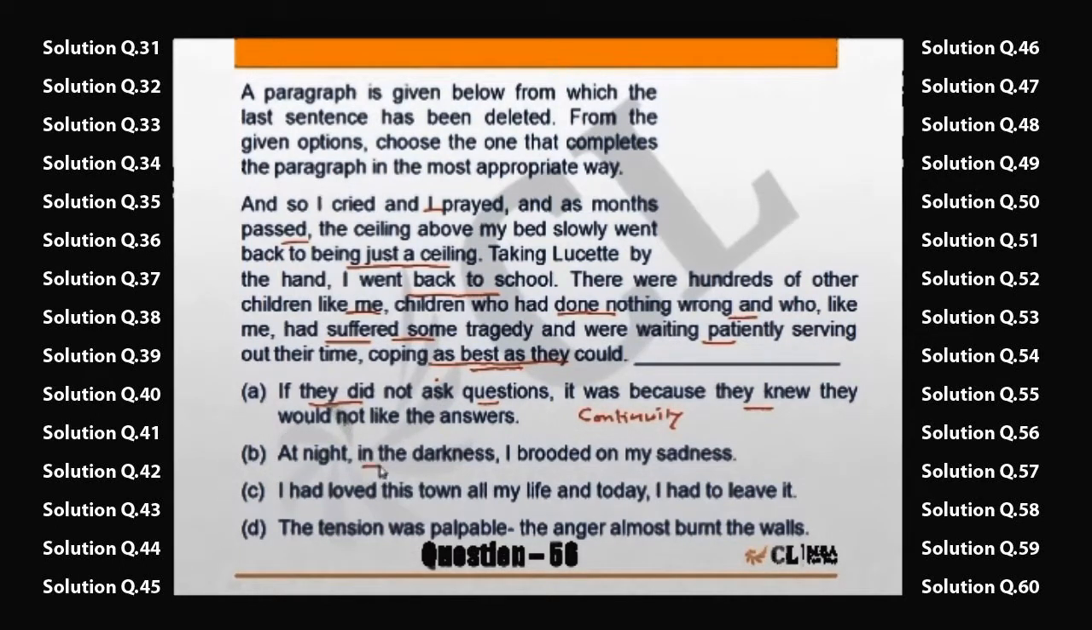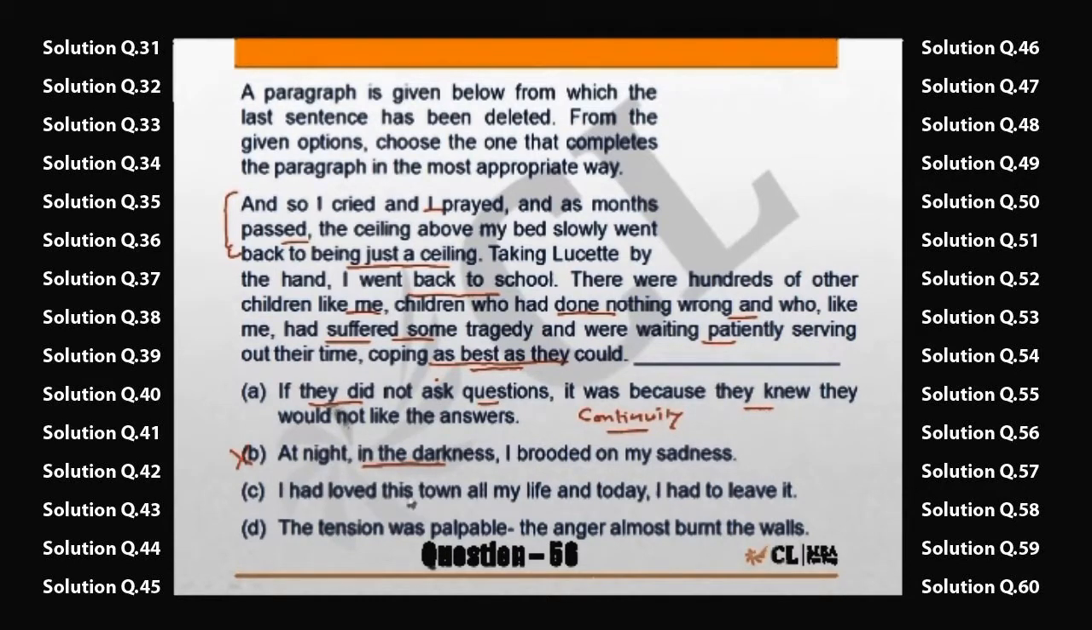Choice B, at night in darkness, I brooded my sadness. Incorrect, completely on account of continuity again. Because darkness etc. could have come here. Now, I went back to school, obviously it is not darkness, it is in the morning that they are talking about. Maybe in the beginning it could have been there. So choice B is definitely incorrect.